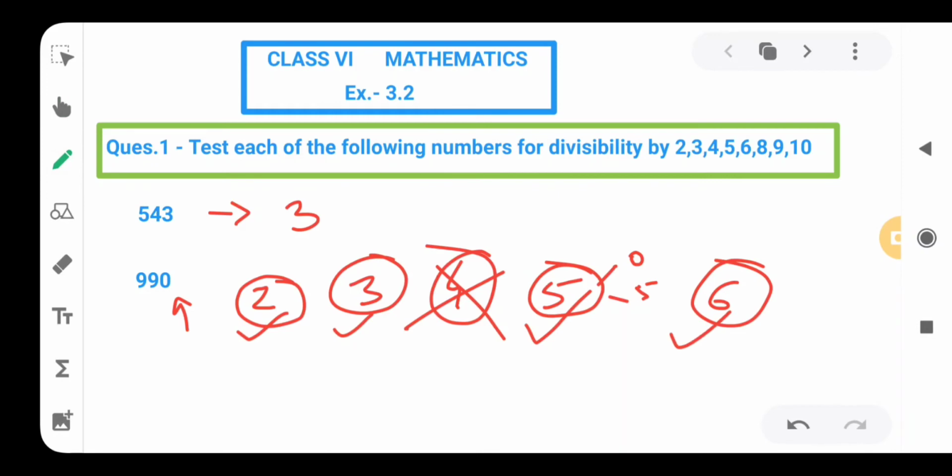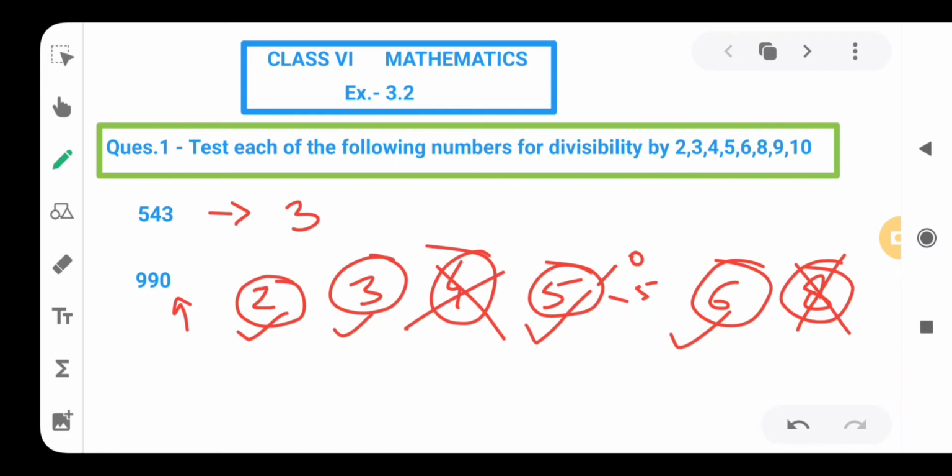Let's take the divisibility test by 8. According to the divisibility by 8, we have to divide the last three numbers, and when we divide 990 by 8, it does not satisfy the property of divisibility test by 8, that it is not divisible by 8, so this is not a divisibility of 990.